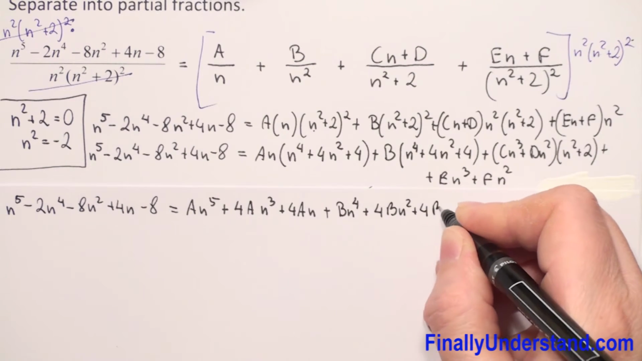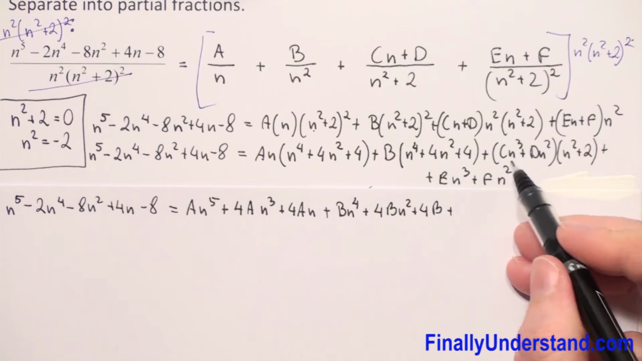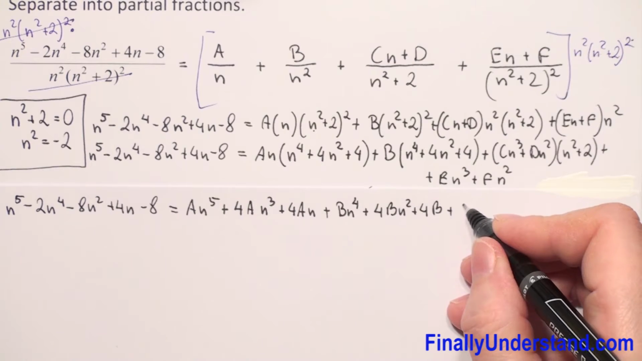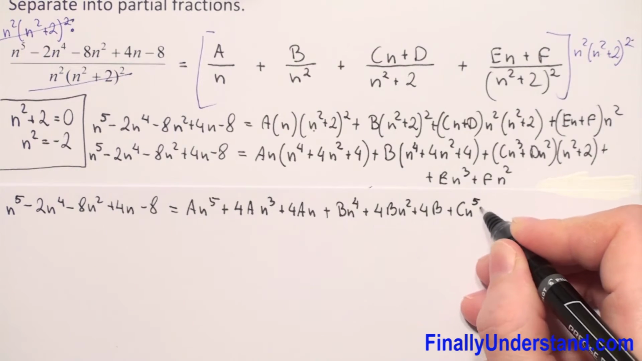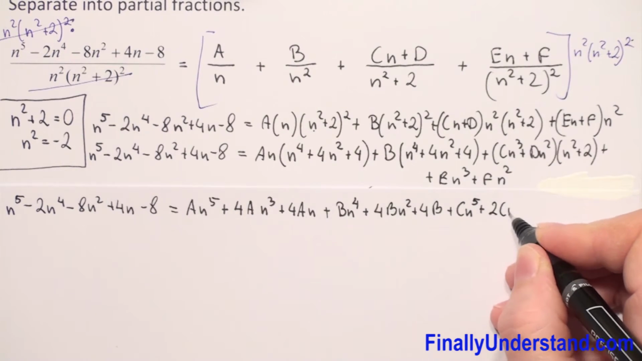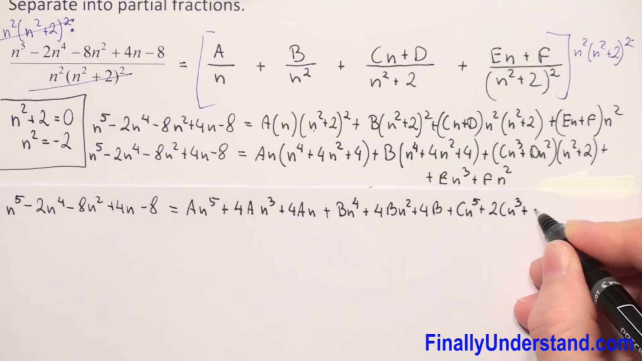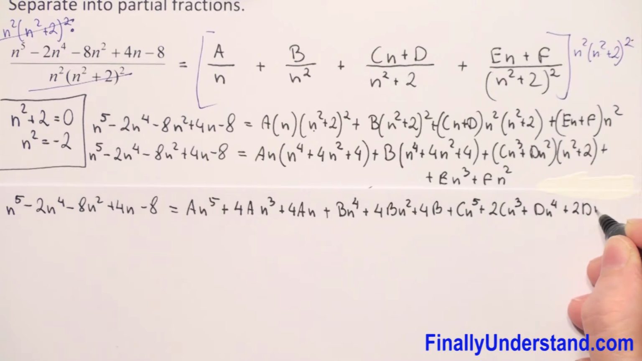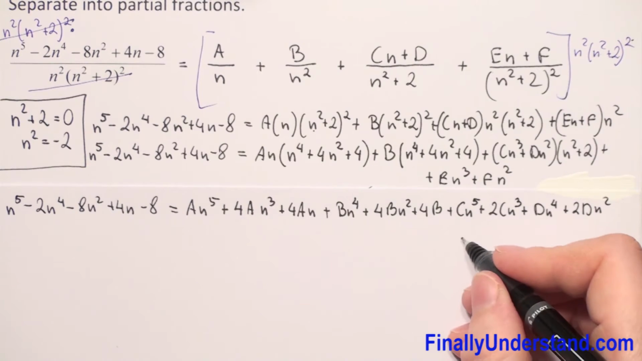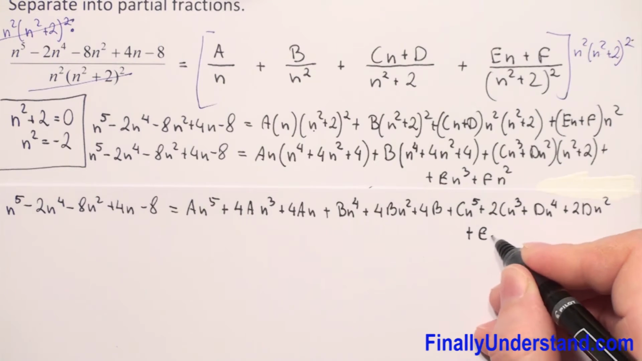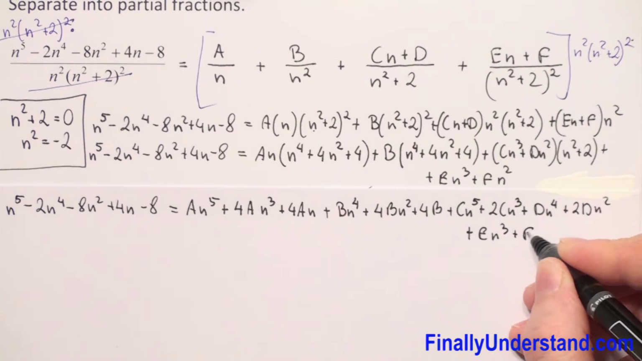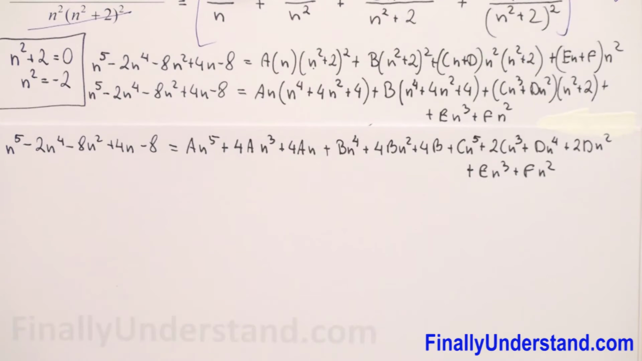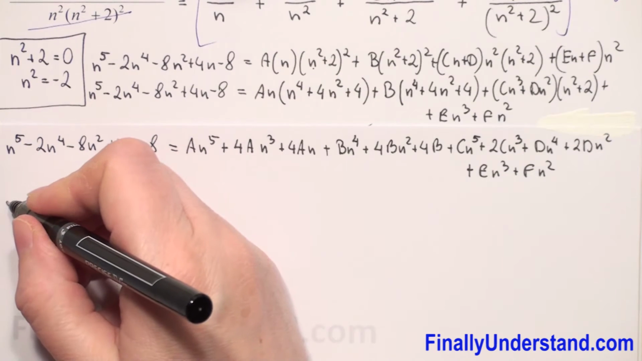plus 4b plus, now every expression in the first parenthesis by every expression in the second parenthesis, so it will be cn to fifth power plus 2cn cubed plus dn to fourth power plus 2dn squared, and we have plus en cubed plus fn squared. So now we have to combine the like terms. Let me copy the left side.